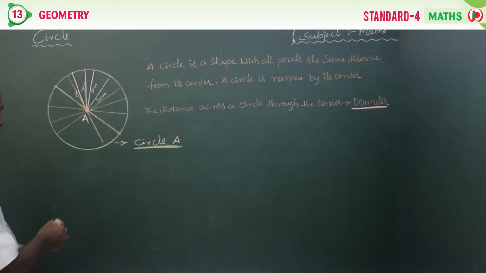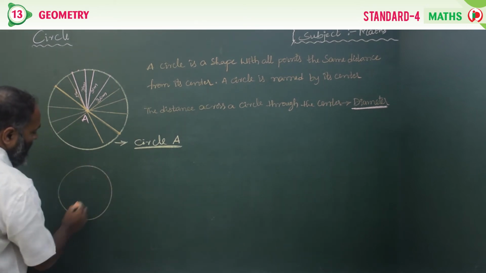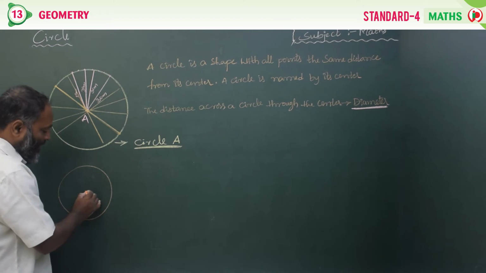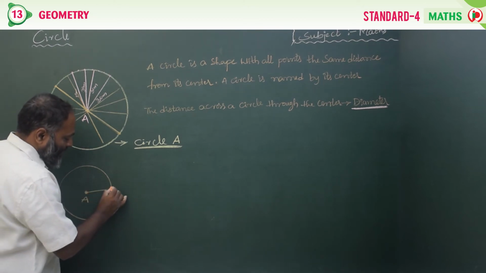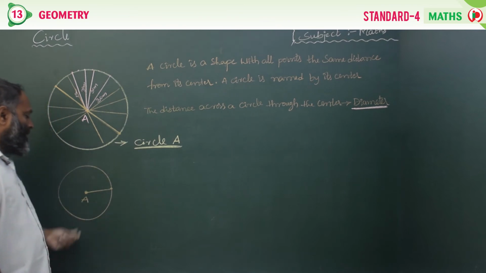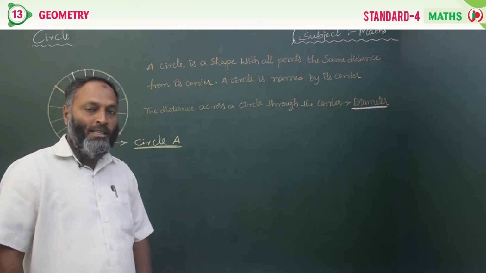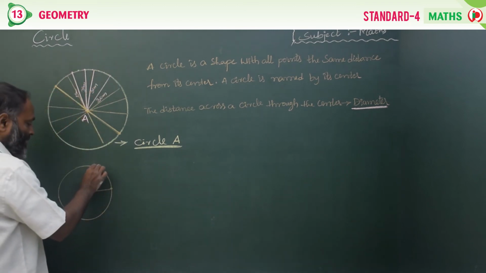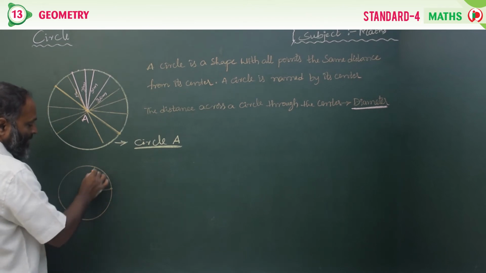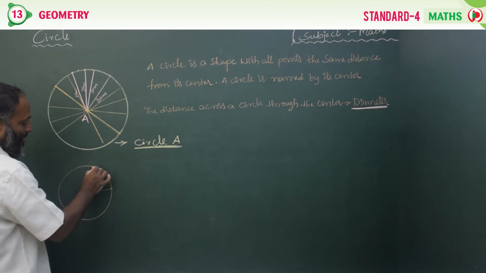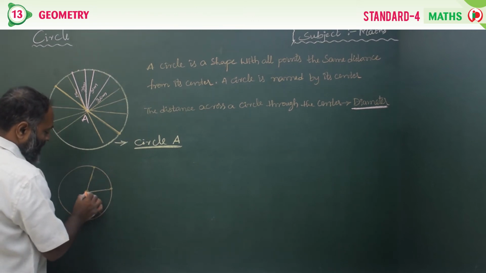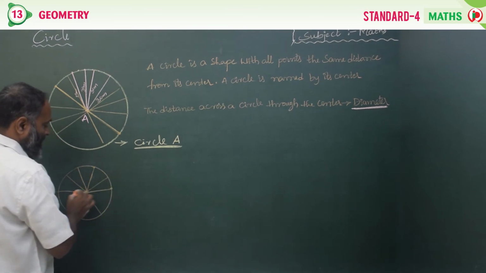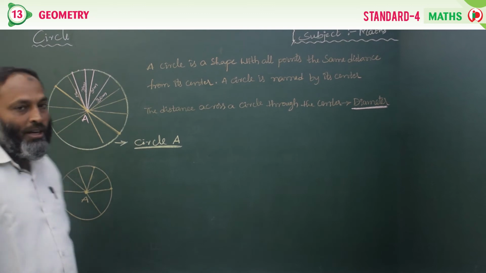Now after that, radius. What is the radius? Suppose you draw a circle again, and this is center A. Then what is a radius? Radius is a distance from the center of the circle to a point on the circle. So this is also a radius, and this is also a radius. How many radii can we draw? We can draw infinite radii.